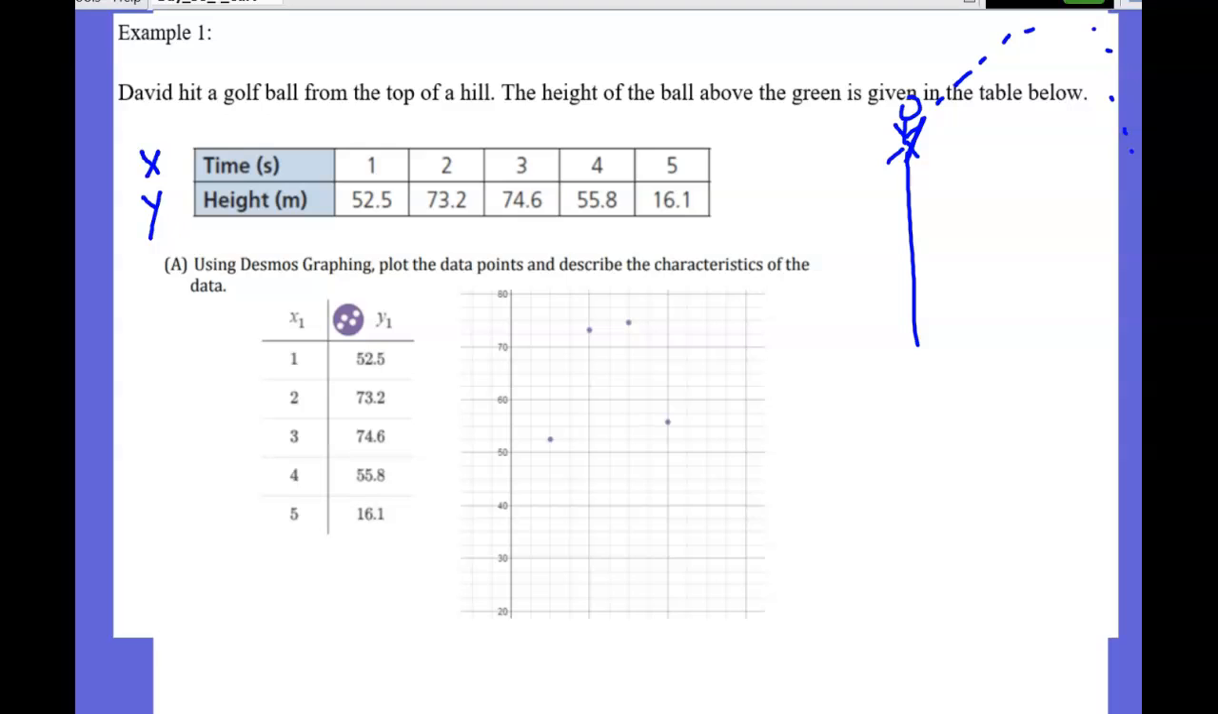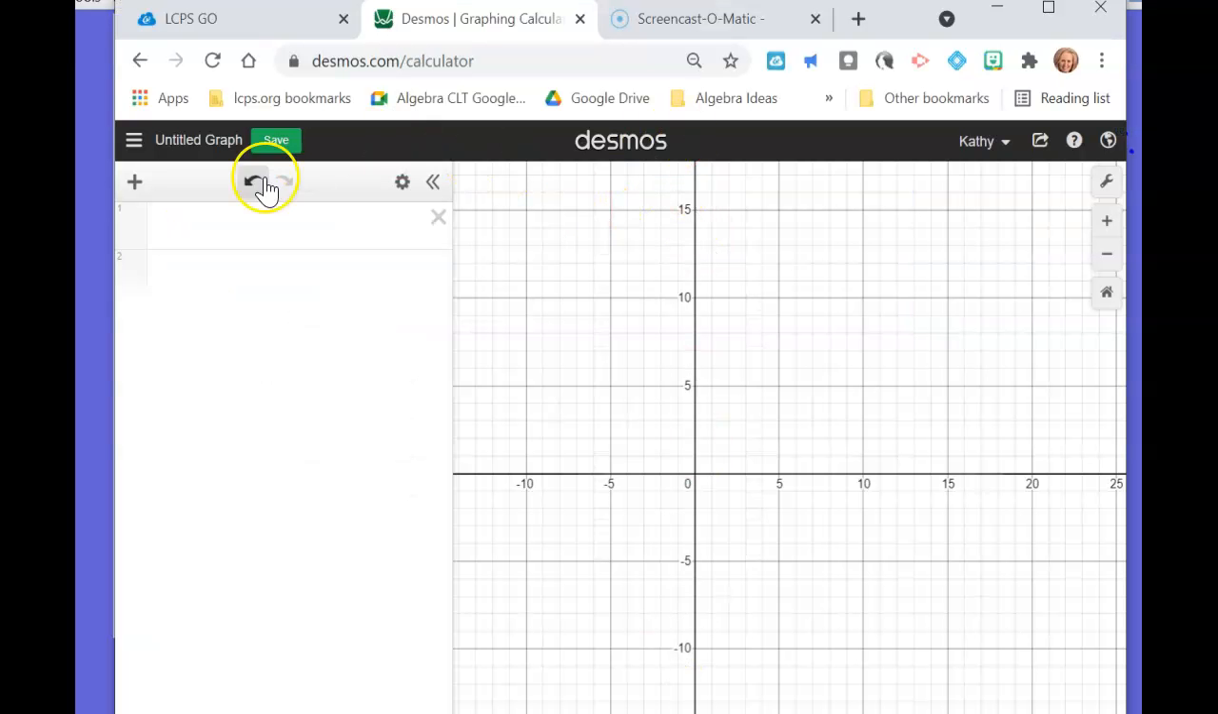So we're going to use Desmos graphing to plot the points and think about the characteristics of the data. So here's Desmos. We're going to go up to the left corner where it says add item. We're going to add a table. And we're going to notice the column titles are X1 and Y1. That's going to be very important.